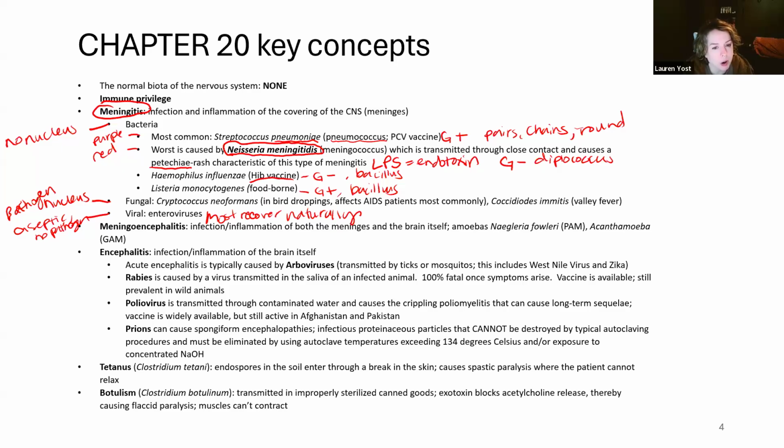Oftentimes, the time from exposure to the prion to the time of disease is multiple decades. So you can be exposed and not have any signs or symptoms for 30 years. And that's not uncommon. Anywhere from 10 to as long as 50 years later, you might not have any signs or symptoms. Typically, once signs and symptoms appear, it usually leads to death within a year or two. There is no treatment for prion diseases, but they are very rare.